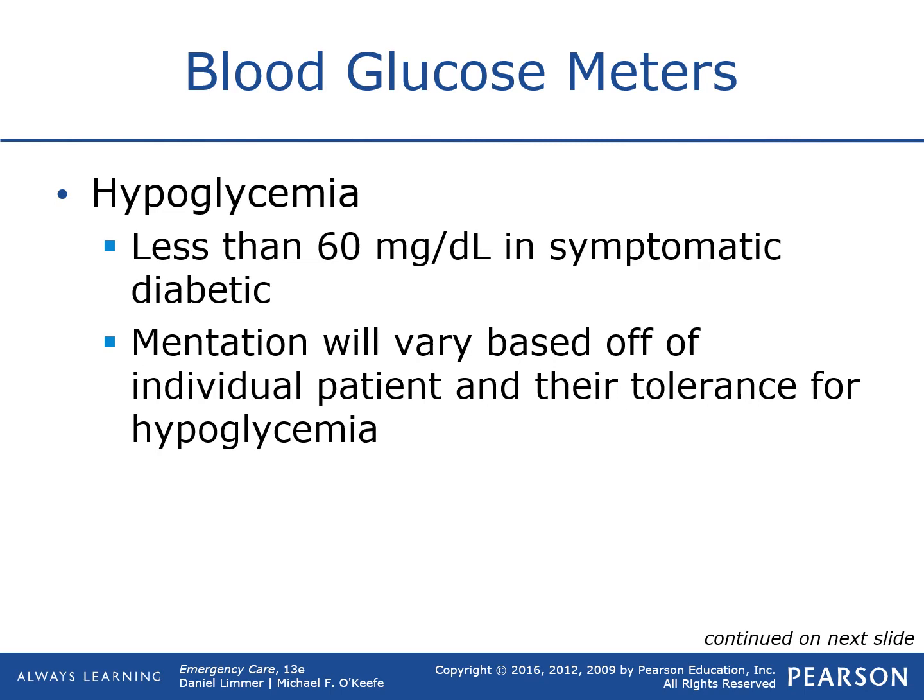And keep in mind, their mentation will vary based off of the individual patient. Some people will be altered at 75 milligrams a deciliter. Some might be conscious, alert, and oriented at 30. I had an uncle who was a very brittle diabetic, and he would be talking to you completely fine at 30. And most patients will be completely unresponsive at 30. So it will vary from patient to patient, especially based off of how often they are hypoglycemic.